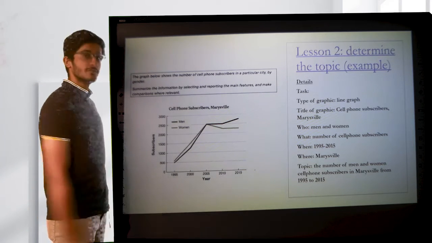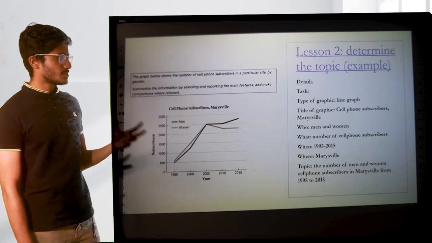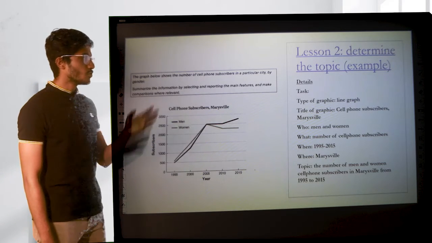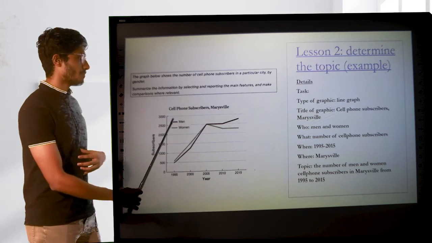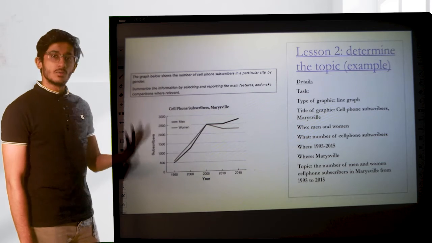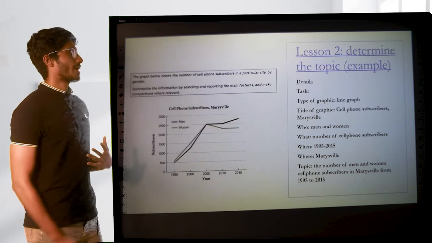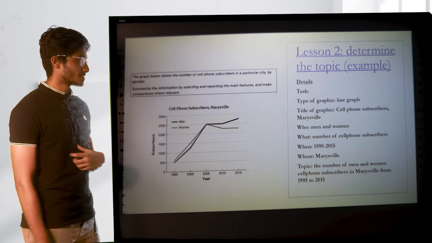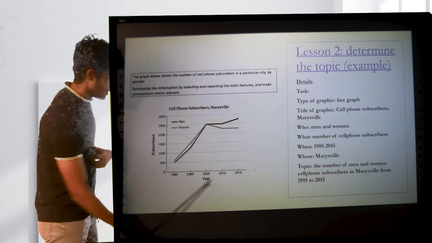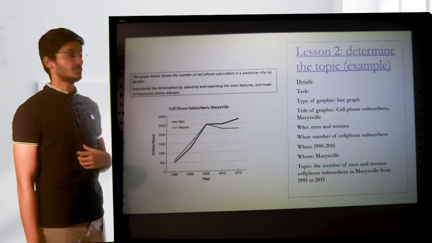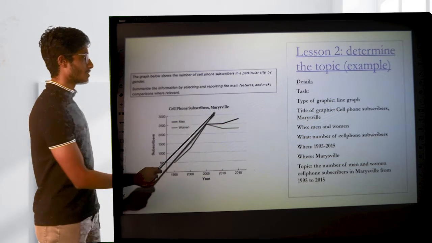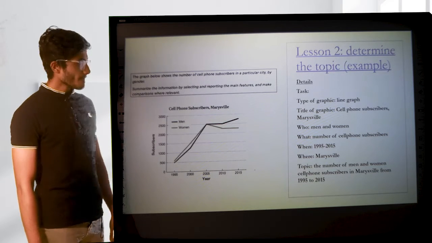Now, we go into the 4Ws. So here, as you can see, we have all 4Ws. Who? It's about men and women. What? What is the subject of the graph, which is the number of cell phone subscribers. When? The time period, 1995 to 2015. And where? The location, Marysville.